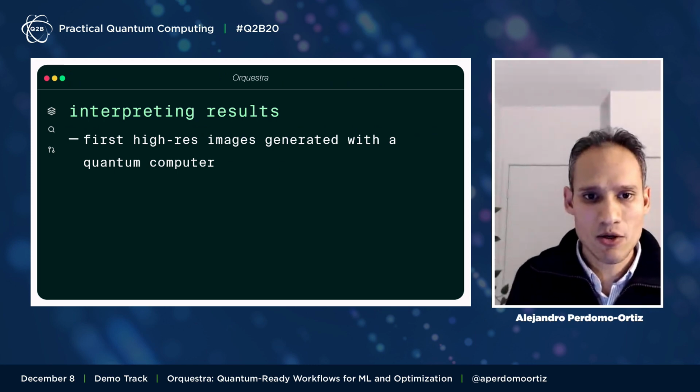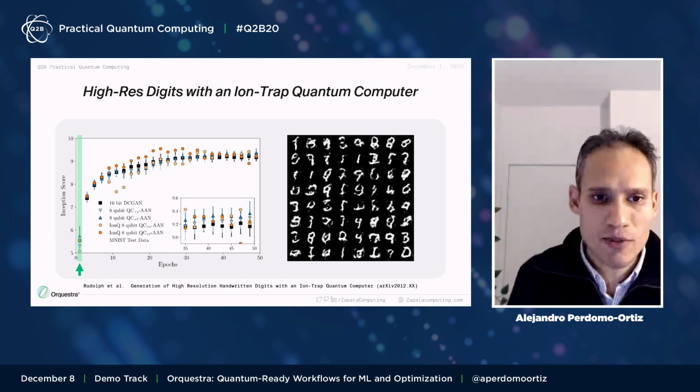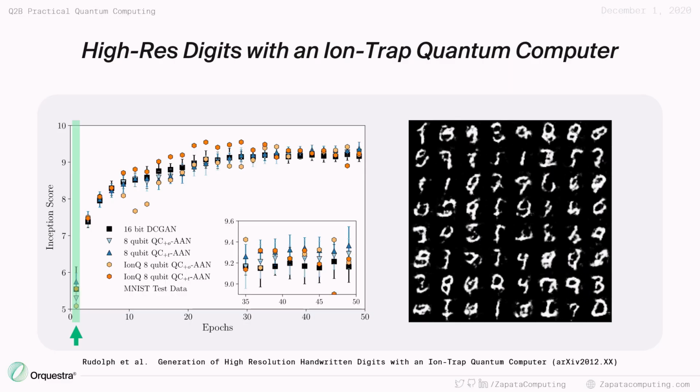Now, let's take a look at the final results in generating these high-resolution images. On the y-axis, what you see is the inception score. The inception score tells you about the quality and the diversity of the handwritten digits. The higher the inception score, the better the digits that you're generating out of the hybrid quantum model. On the x-axis are the epochs, which basically track the evolution of the generative model, the training of the hybrid machine learning model.